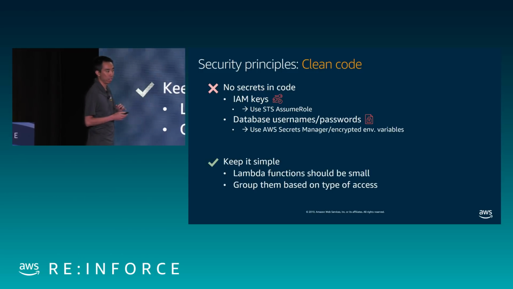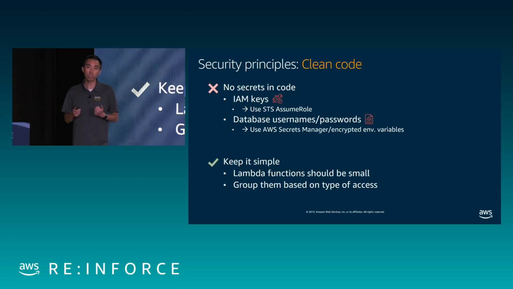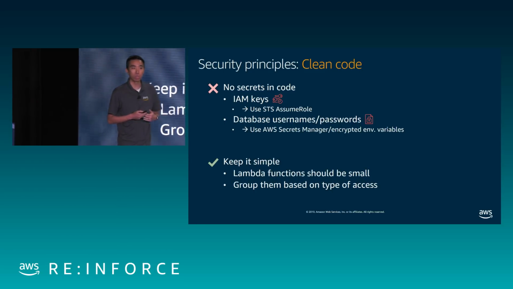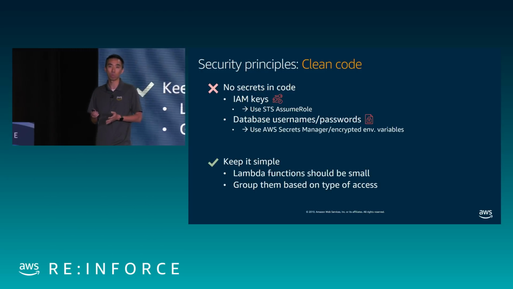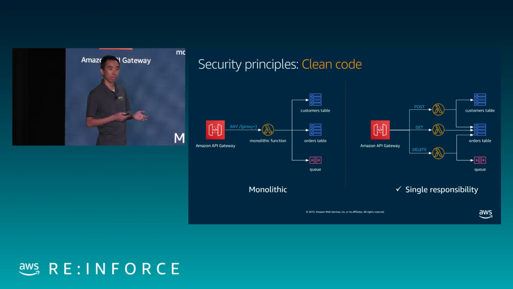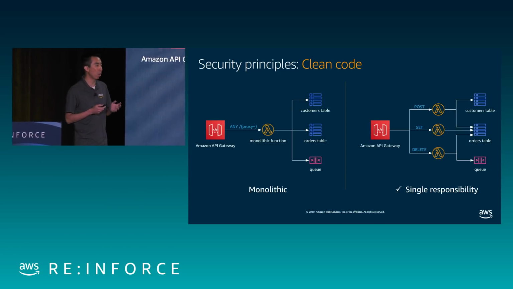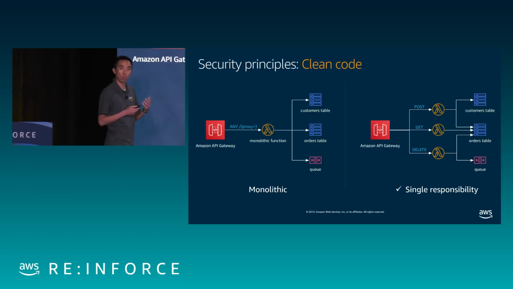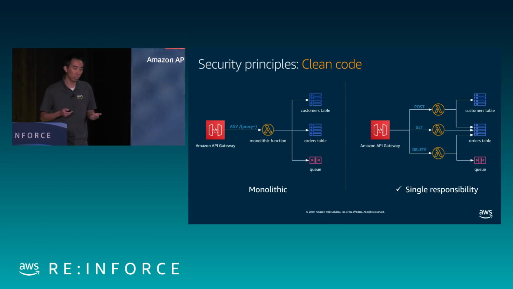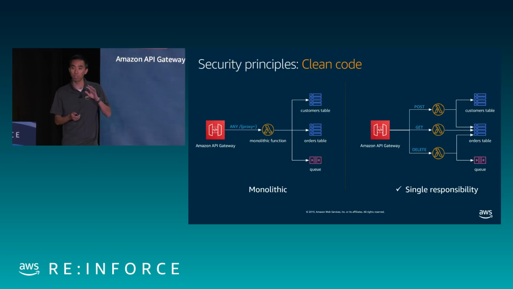Now the second piece here is that, as developers, we want to keep our code as simple as possible. So Lambda functions should be as small as possible, and we want to group them based on the type of access they have. Let's take a look at an example of how that works in the real world. On the left here, we have a Lambda function that's basically a monolith. This Lambda function is intended to execute for any API call made to it, and it's going to need permissions to write to two tables, customers and orders, and also talk to an SQS queue. So this Lambda function is going to need a pretty verbose set of IAM statements in order to talk to this environment.